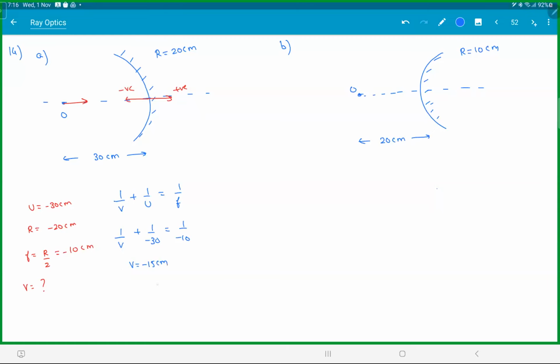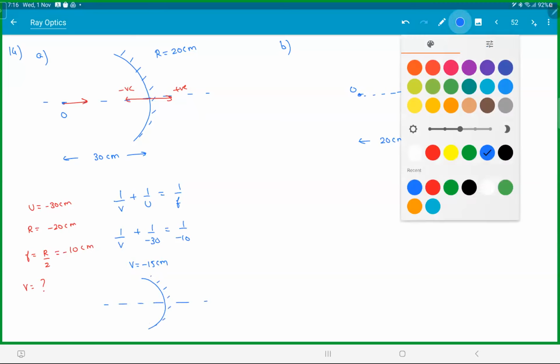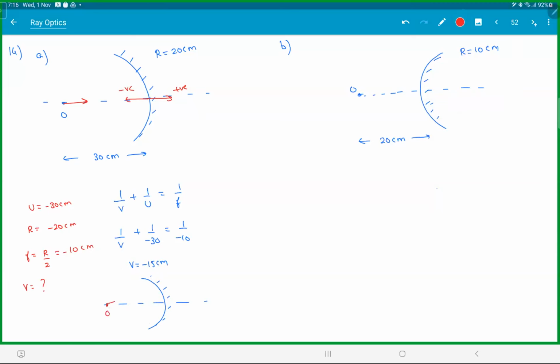What is the meaning of minus? The meaning of minus is the light rays are meeting on the left hand side. So this is a ray diagram. The meaning is this: the light rays are meeting here. 15 centimeters is the image. Got the meaning of that? Minus 15 indicates the light rays are meeting on the left side of the pole, opposite to the incident rays. Please check that. Ask me if you're confused with any sign, formula, anything.